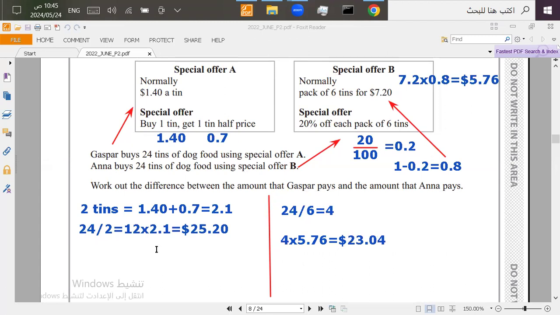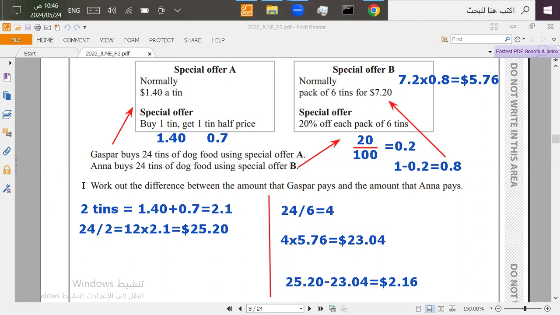Now the question wants us to find out the difference between them. So I'm going to subtract them from each other. We're going to say 25.20 minus 23.04, and I'll get the difference between them. So 25.20 minus 23.04, and the answer is 2.16. So $2.16. And this is the difference between the price that Gasper and Anna have to pay.